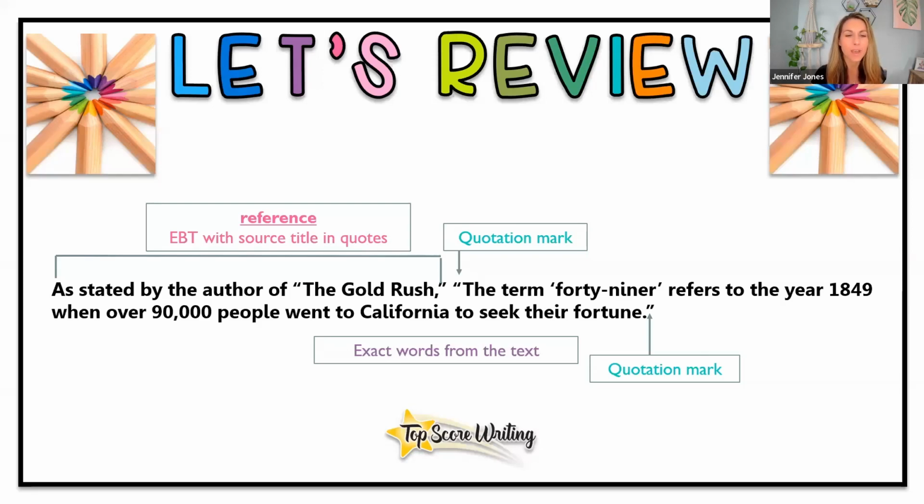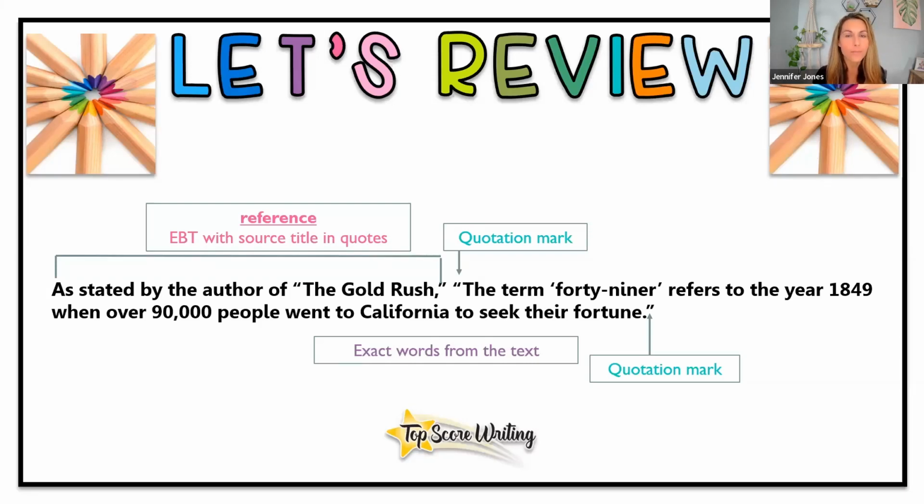So our complete quote with reference sounds like this. "As stated by the author of The Gold Rush, the term 49er refers to the year 1849, when over 90,000 people went to California to seek their fortune." So again, we have our reference at the beginning of this sentence that includes an EBT phrase, according to the author. And then we have named our source in a specific way. We've included the title. After that, you will see the sentence that is copied directly from the source.